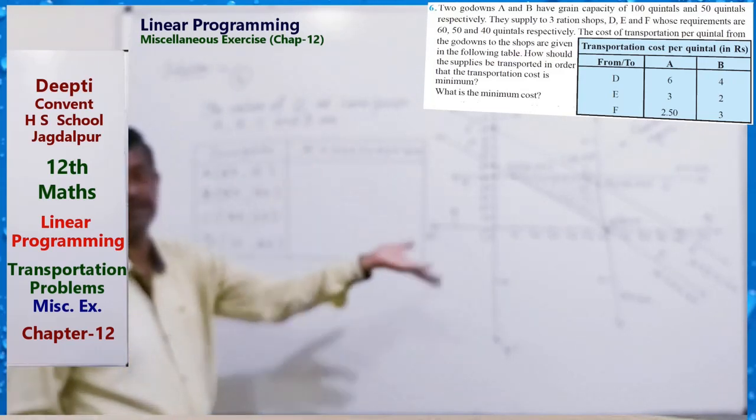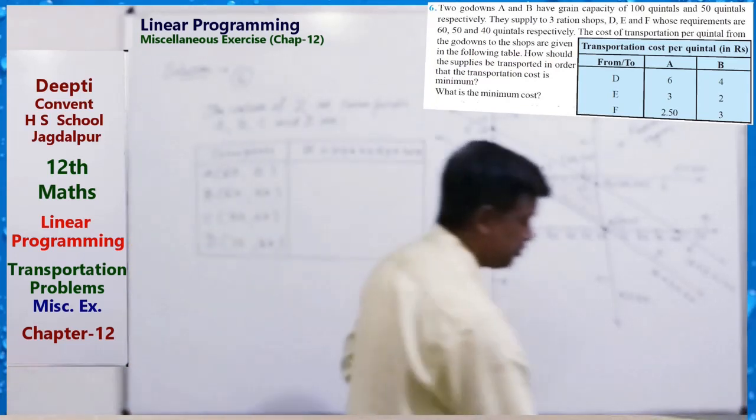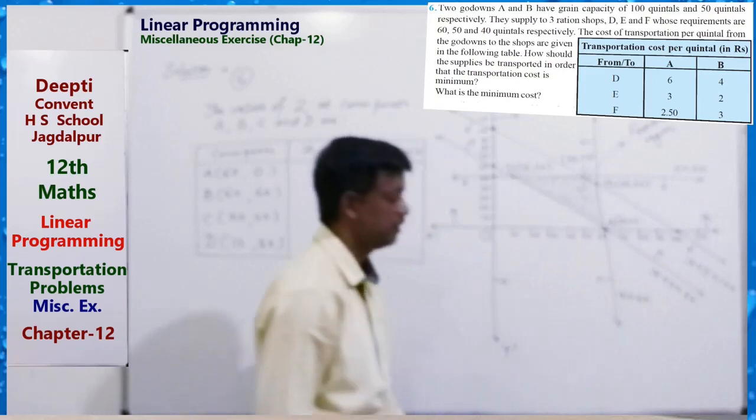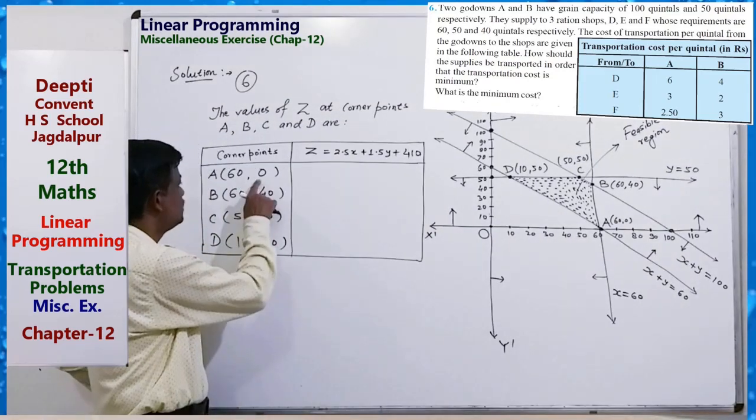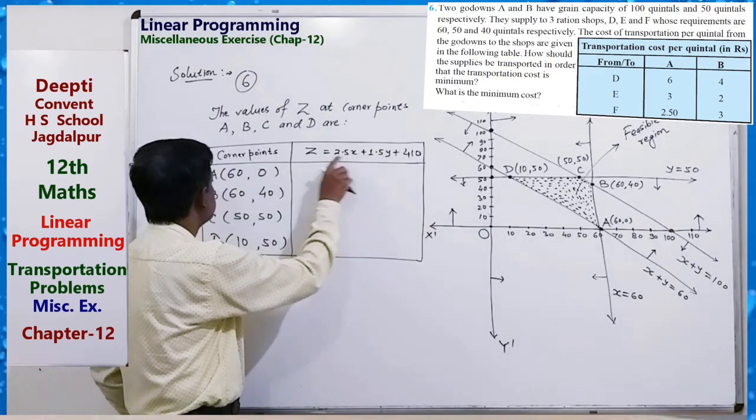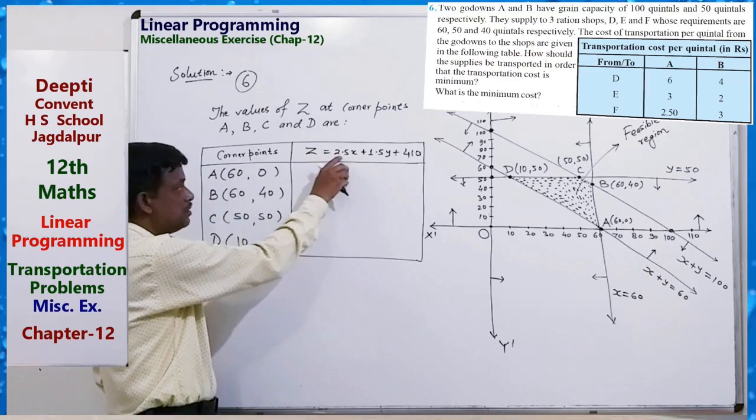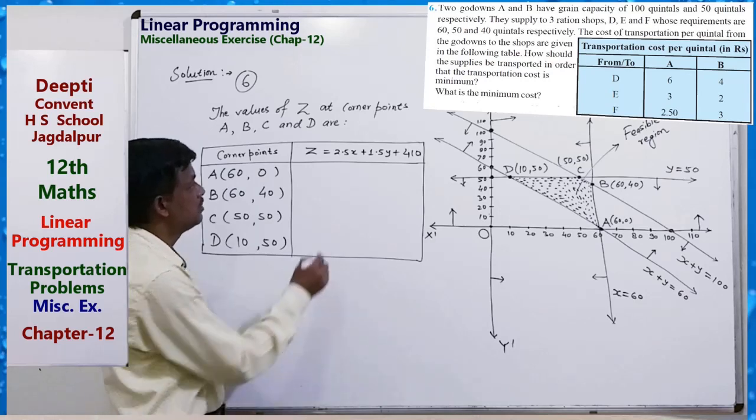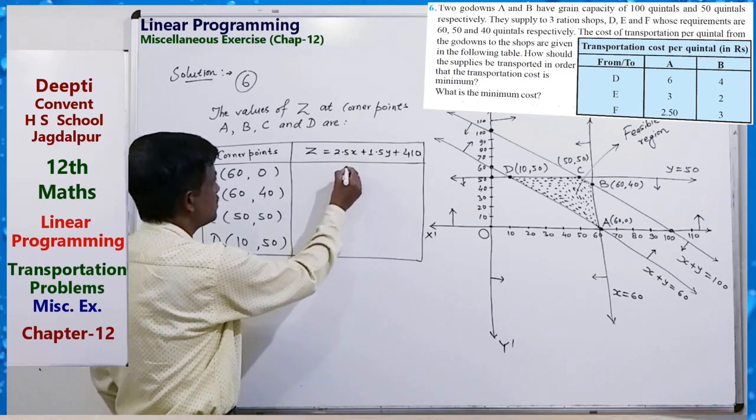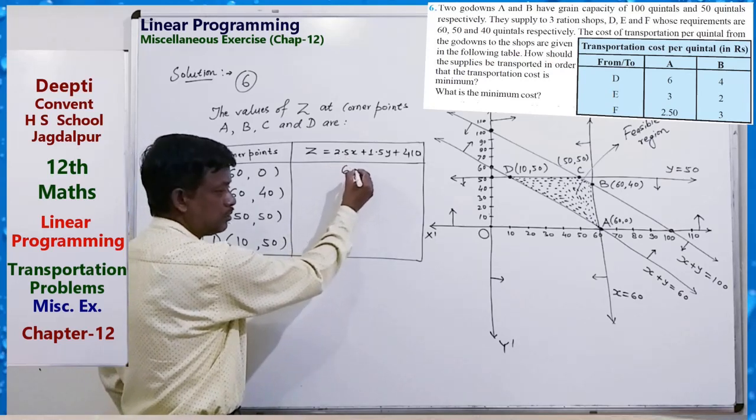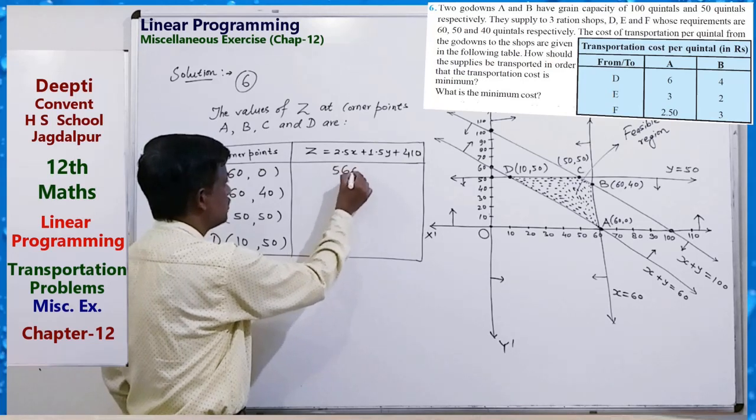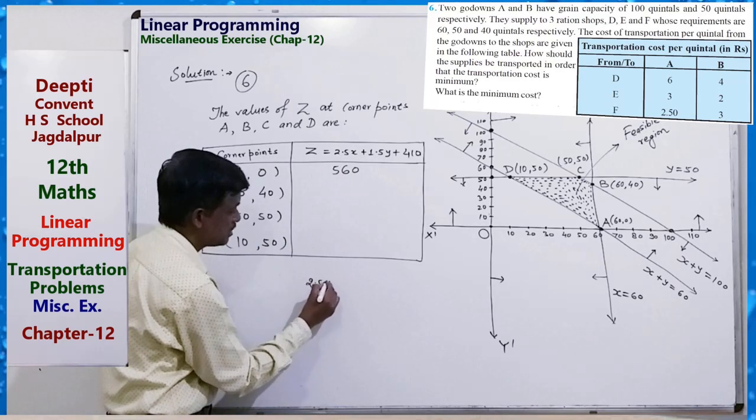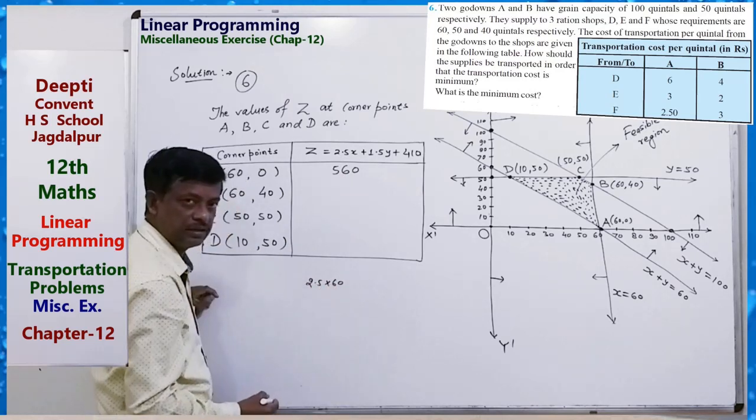Now, x equal to this, y equal to this, just put them here and find the value of z at all the points. For the first, we can calculate 60 into 2.5. Okay, so what?